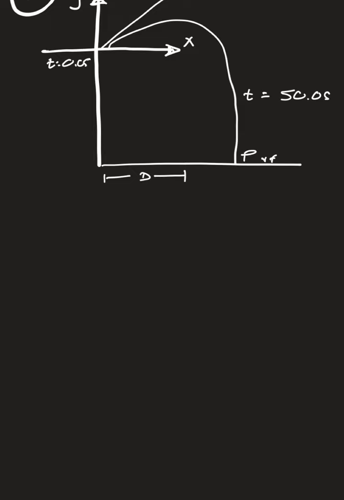Question 3. A particle is fired at time t equals 0.0 seconds from a point O at the edge of the cliff. So this is point O right here.